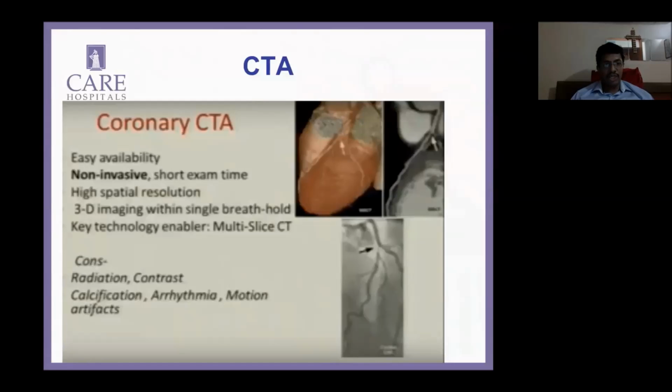Calcification, again, is an issue. Arrhythmias are an issue. Motion artifacts are an issue. These three, I would believe, are only relative contraindications or issues, because we are now able to really see through calcification using good software and good iterative techniques. Arrhythmia, unless the patient has a very variable RR, you can get some very decent pictures.